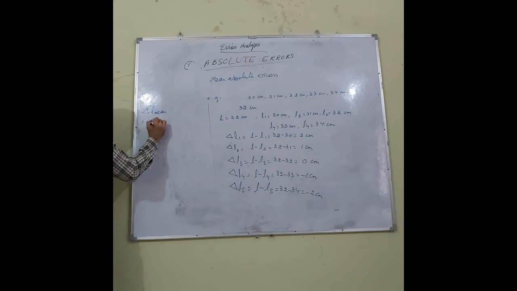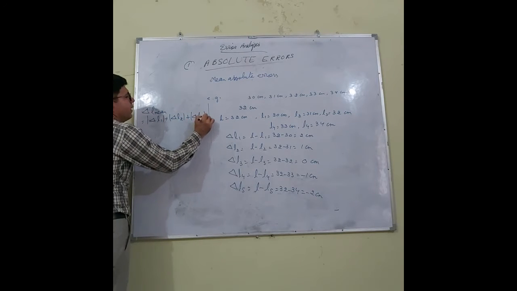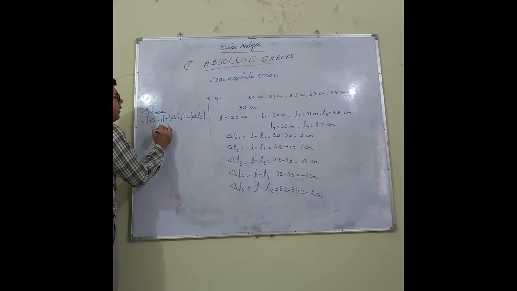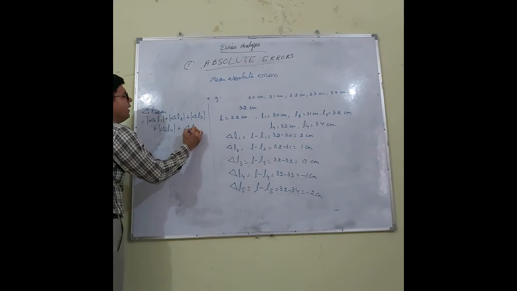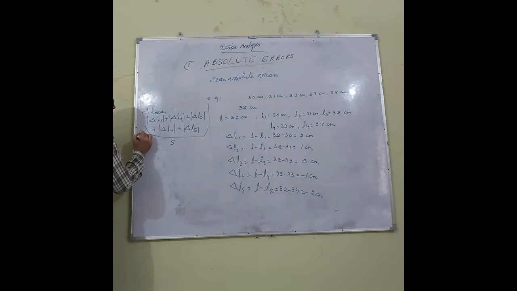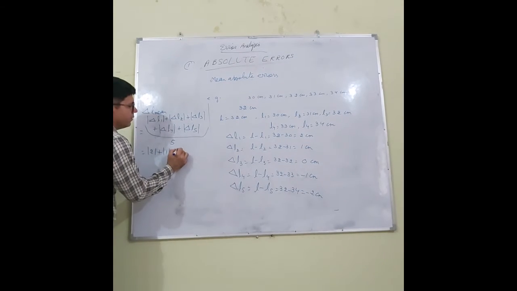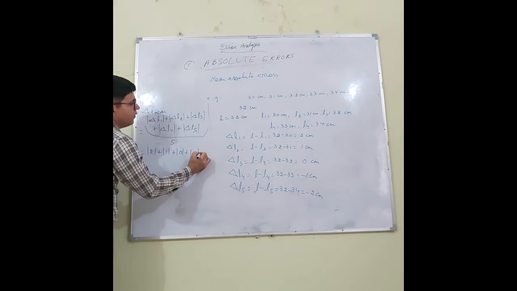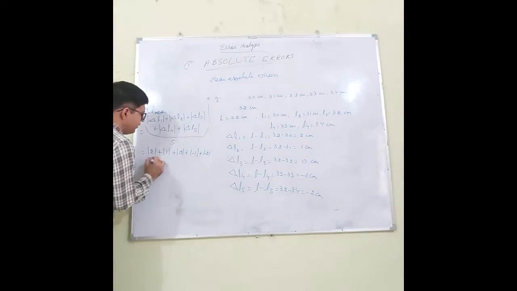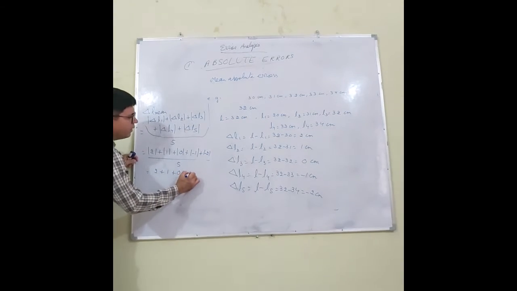Mean absolute error is (|ΔL1| + |ΔL2| + |ΔL3| + ...) divided by the number of values. What does this mean? It means we take all the values and divide them by 5. So how much will it come? 2 centimeter plus 1 centimeter plus 0 centimeter plus absolute value of minus 1 centimeter plus absolute value of minus 2 centimeter, divided by 5. So 2 plus 1 plus 0 plus 1 plus 2.